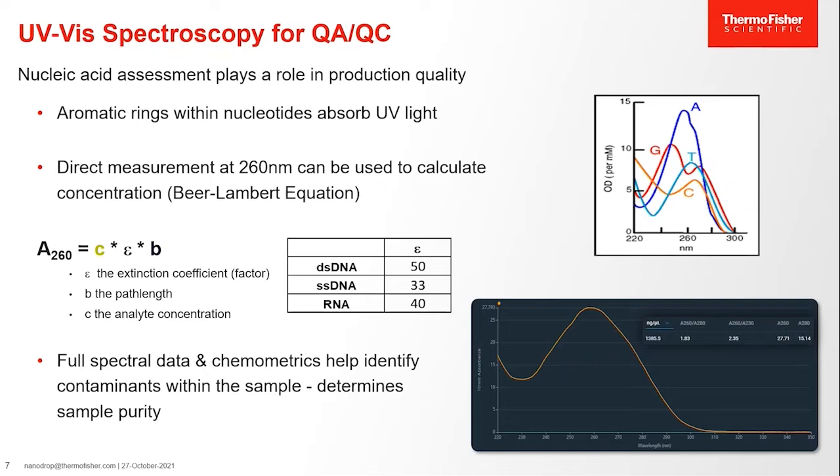And in the last 5 or 6 years, the usage of the full spectrum has become more popular, as well as the usage of mathematics called chemometrics to help identify contaminants within the sample. And what this allows us to do is to not only calculate the nucleic acid concentration, but also identify the presence of contaminants and provide a more clear understanding of sample purity. And we'll talk about those software advances a little bit later.